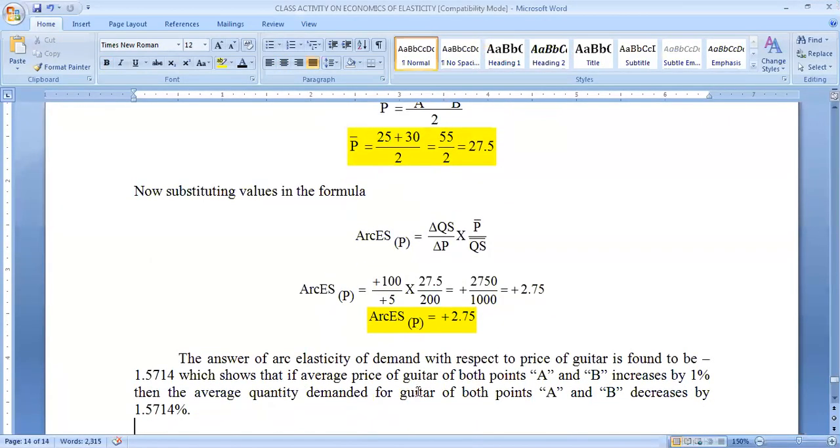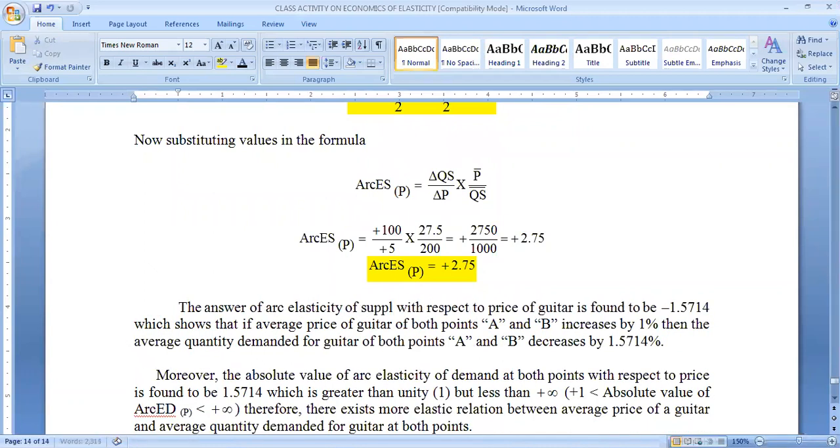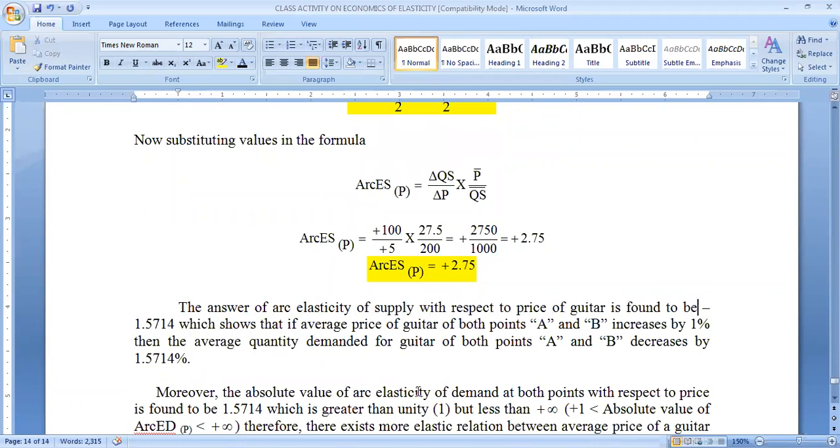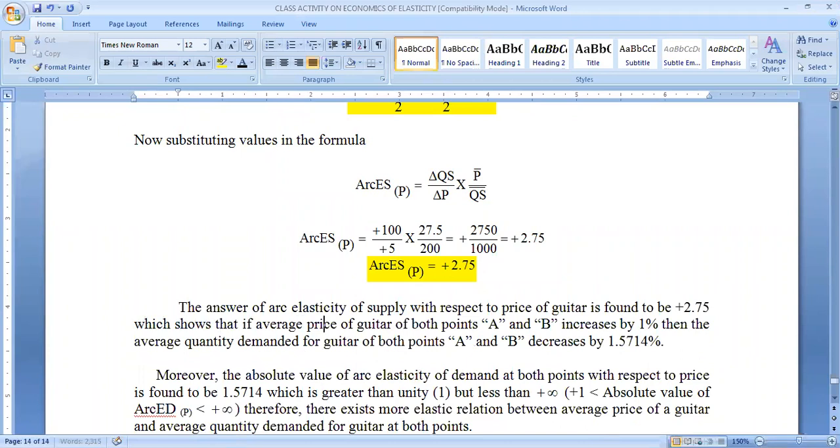Right? Now interpret 2.75. The answer of arc elasticity of supply with respect to price of guitar is found to be plus 2.75, which shows that if the average price of guitar at both points increases by 1%, then the average quantity supplied for guitar at both points will increase by 2.75%.